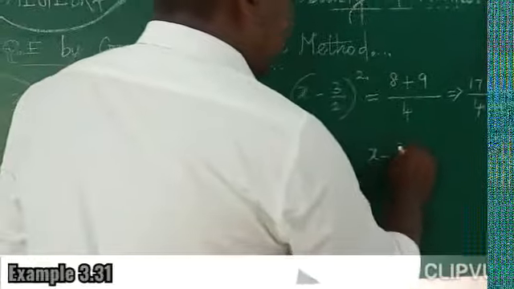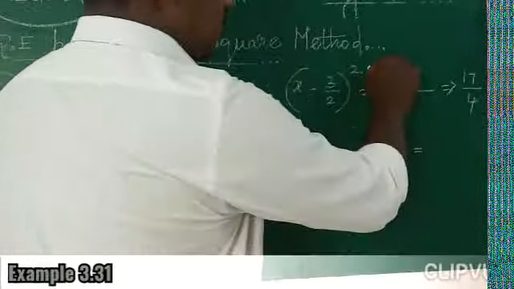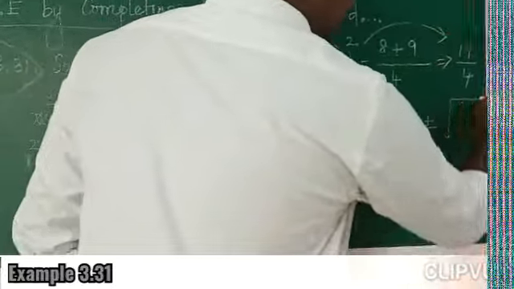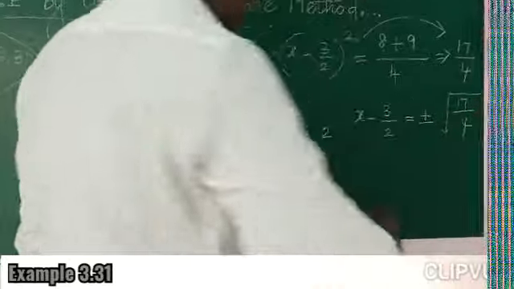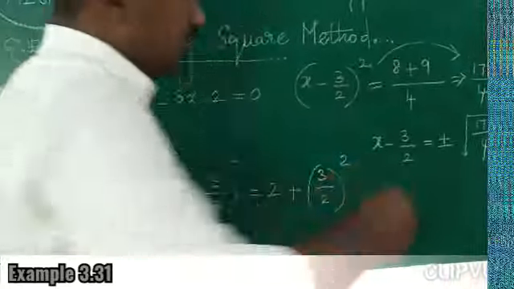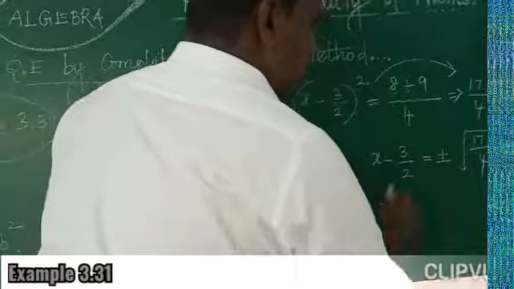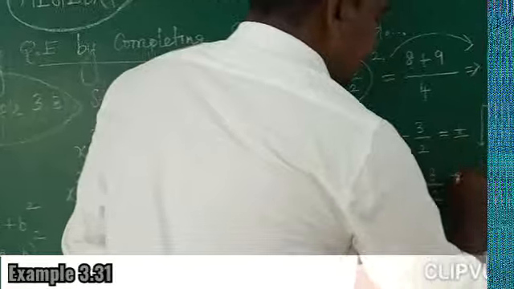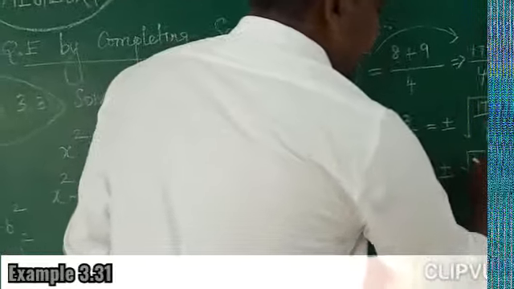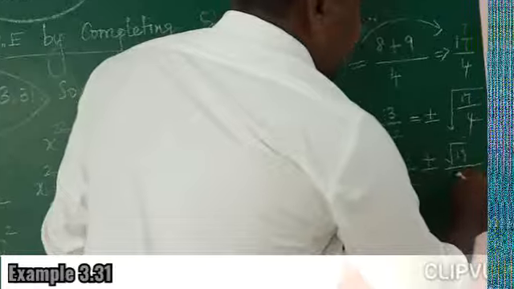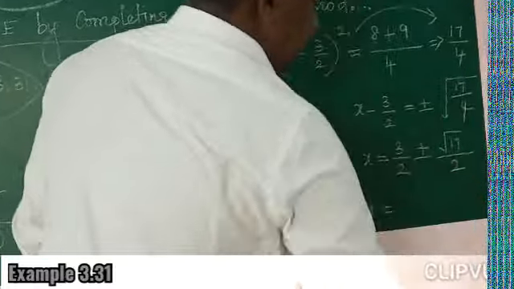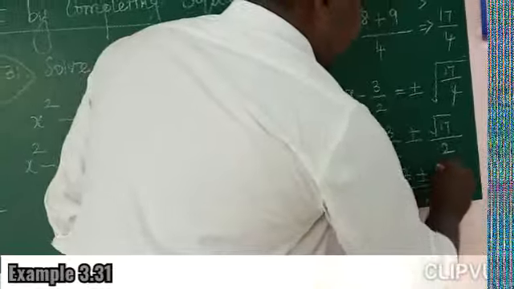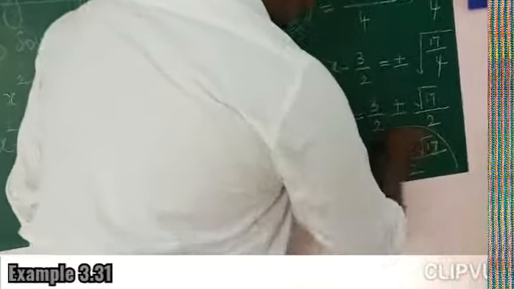So x minus 3 by 2, which is equal to, this square becomes square root. So plus or minus square root of 17 by 4. So what is the value of x? x is equal to, this minus 3 by 2 becomes plus 3 by 2. This plus or minus and the square root of 17, square root of 4 is equal to 2. Okay. So x is equal to 3 plus or minus root 17, whole divided by 2. This is the value of x.